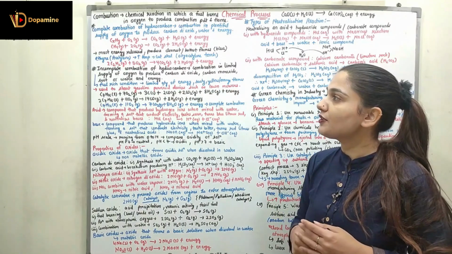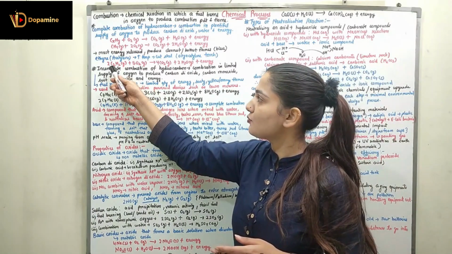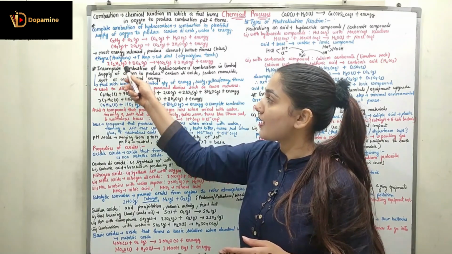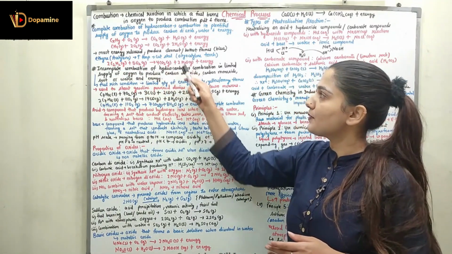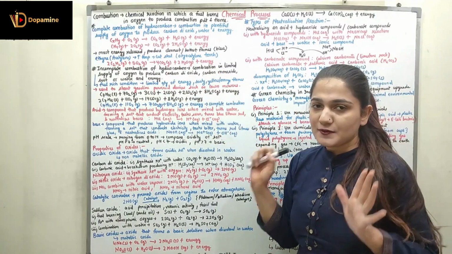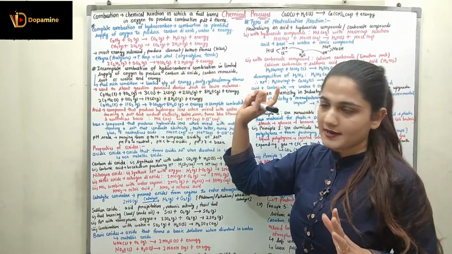Right, so coming to the reaction of ethyne with oxygen. Here we have 2C2H2 in the gaseous form. It is going to react with 5O2 in the gaseous form to form 4CO2 plus 2H2O plus energy. So here also we have seen the products are CO2, H2O and energy.